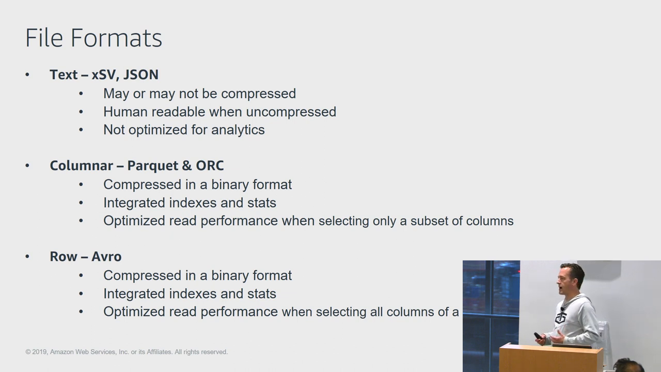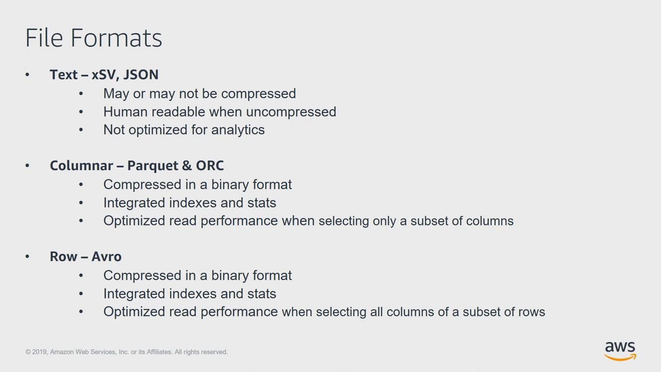So this is why these formats are really optimized for the type of analytics that we need to run today. There is another type that's optimized in a similar way, but it's row-based. So if you're doing reads where you're reading a subset of rows, but you're reading all the columns, then Avro is a good format for that. And that also is compressed. It's in a binary format. It also includes stats and indexes. But that's for where you're reading a subset of rows, but all columns. A lot of what we're going to be talking about today and a lot of what we do in analytics is really focused on the columns.